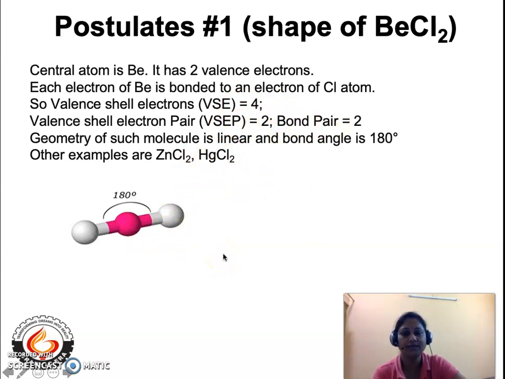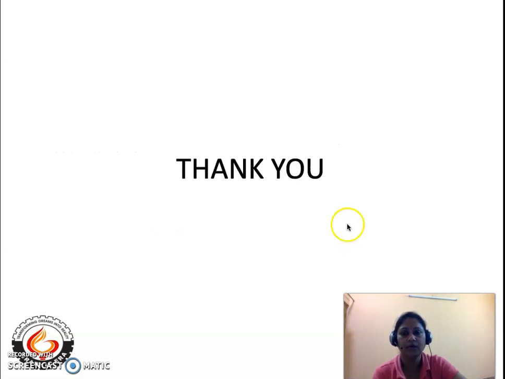And postulate 1 says that if the central atom in a covalent molecule has only bond pairs, that means no lone pairs, the molecule will assume a regular structure. So the first example that we understood in this postulate 1 is beryllium chloride. In the next slides we will explain the shapes of various molecules by applying postulate 1. So thank you. I'm not ending the topic.